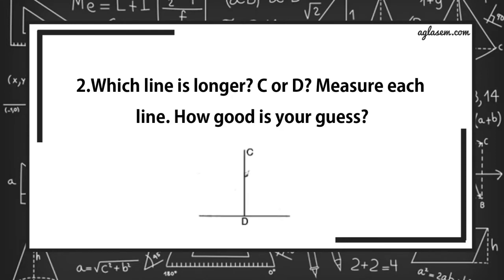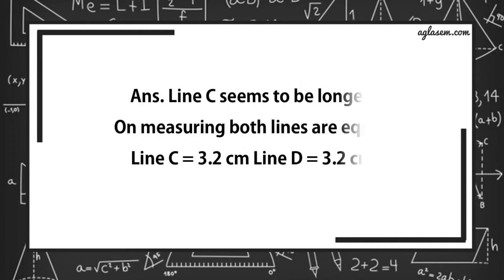So guys, you can see the diagram on your screen. Here the answer is, line C seems to be longer. On measuring, both lines are equal. Therefore, line C is equal to 3.2 centimeter and line D is equal to 3.2 centimeter.